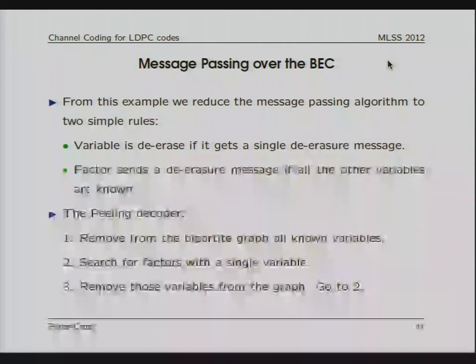So the first thing that I do is remove from the graph all the variables that I know. Remember that I might have my H matrix. So I remove all the variables that I know from the graph. Once I do that, the only thing that I have to do is look for check nodes with only one erasure. If you want to look at that in the parity check matrix H, if you remove all the bits that you know, you cancel all the columns that are not in error, you have to look for rows that have only one one. That is the way you implement the algorithm.